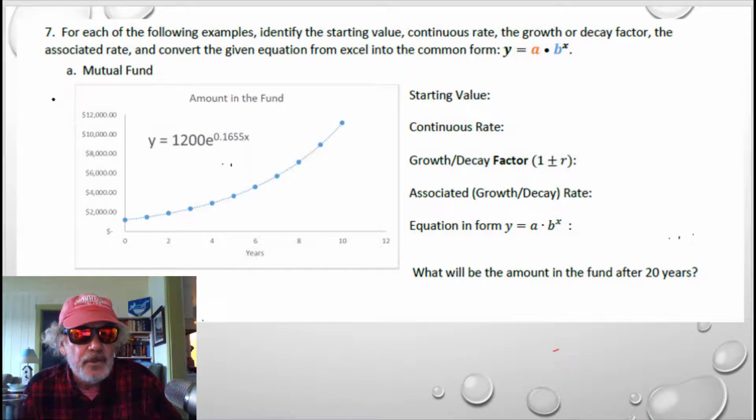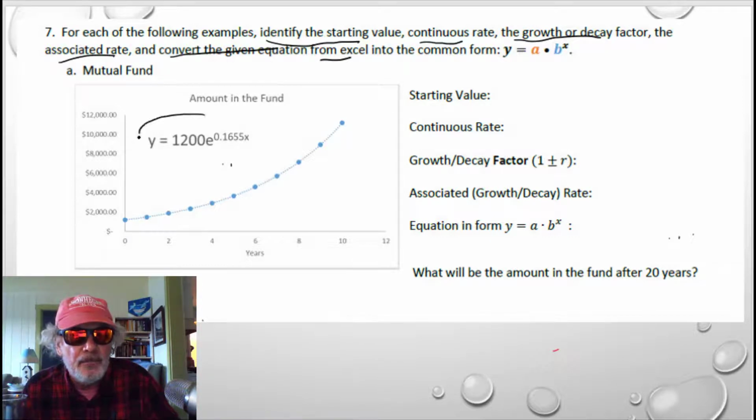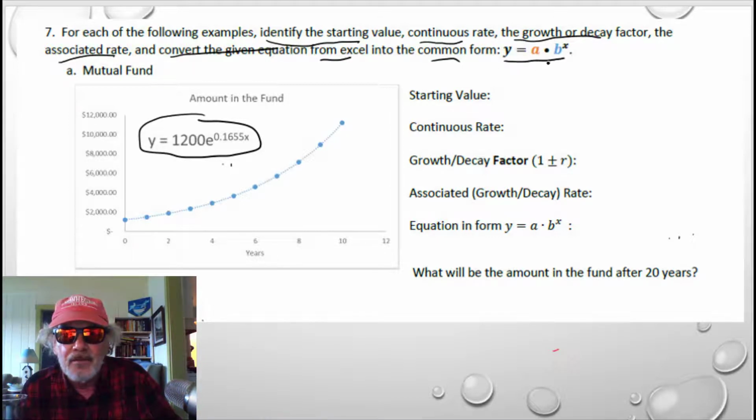So for each of the next 2 examples, we want to identify the starting value, the continuous rate, the growth or decay factor with the associated rate, and convert the given equation from the Excel form, which is this form here, it's the form Excel gives you, or any spreadsheet, to the common form y equals abx, and then use that.